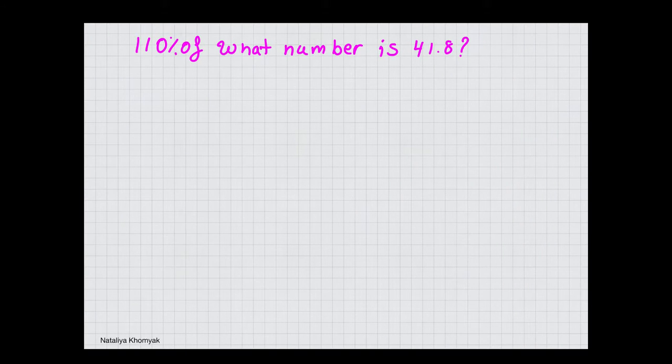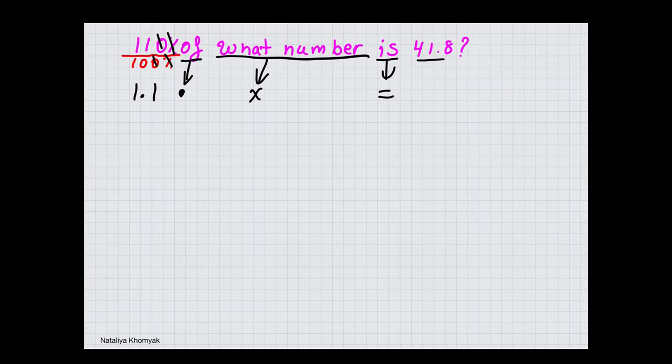110% of what number is 41.8? First of all, we need to change percent into decimals we can work with. So out of 100, the zeros cancel, so 1.1 is the decimal we're going to work with. "Of" in math is multiply. What number? That's the question. We don't know what it is, so we're going to call it an X. "Is", I'm going to use an equal sign. And 41.8 will stay the same.